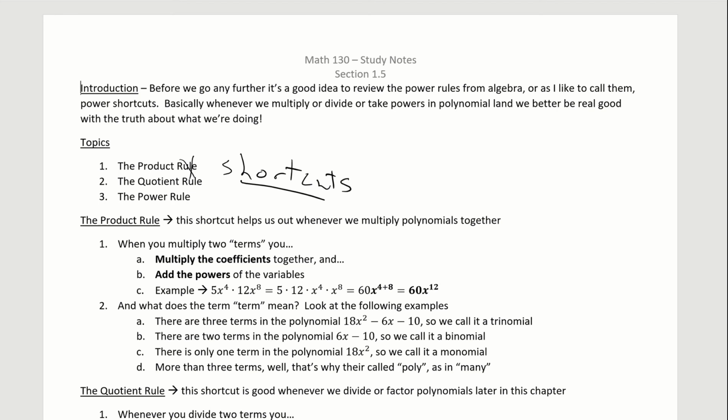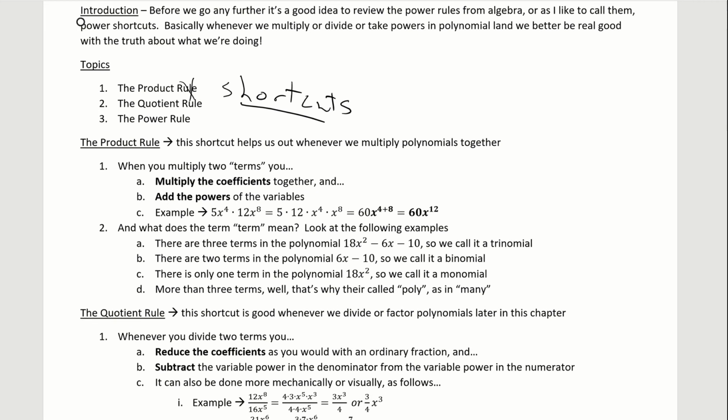There are three of them. There's the product rule. Here it is. Let's study this example together. They're asking us to multiply 5x to the fourth times 12x to the eighth, and I'm showing you all the steps for doing it. These moves are known by successful algebra students throughout the ages.